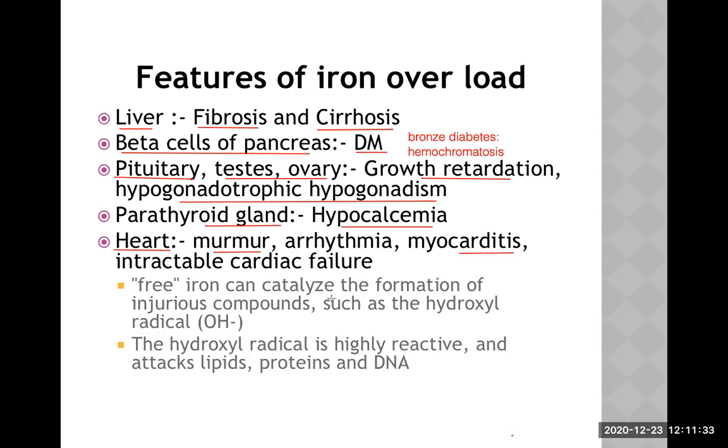And this is the mechanism of damage. The free iron can catalyze the formation of injurious compounds like hydroxyl radical and superoxide anion, and these are called oxygen radicals. These hydroxyl radicals or other oxygen radicals are highly reactive, and they can attack lipids, proteins, and DNA, which are present in our cells, resulting in different organ damage. So this is the basic mechanism.